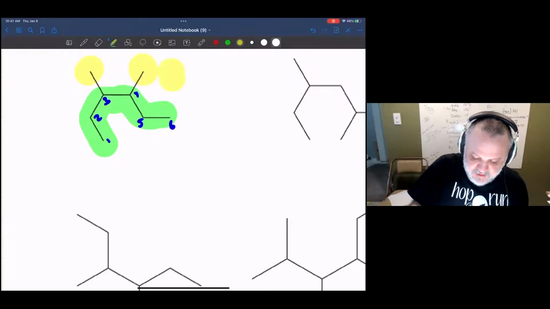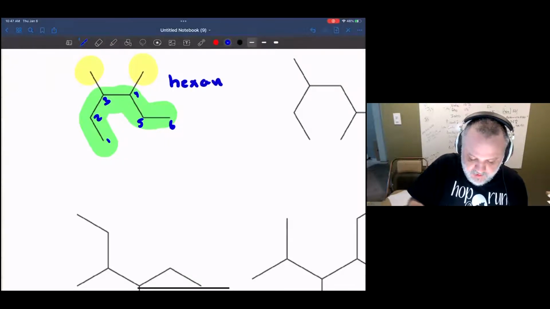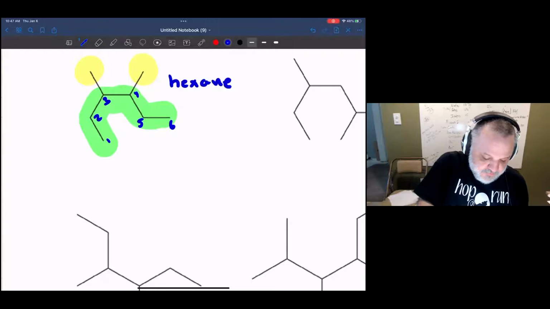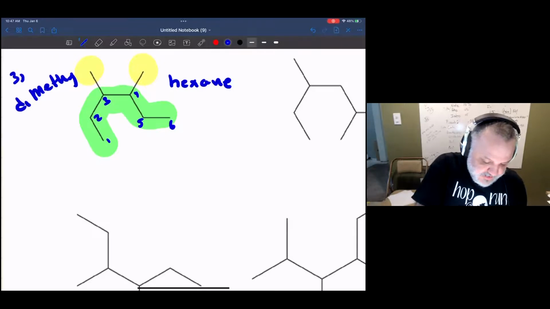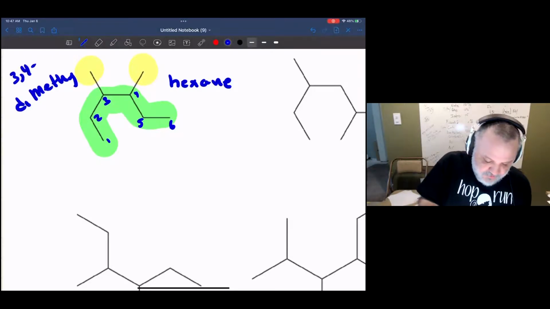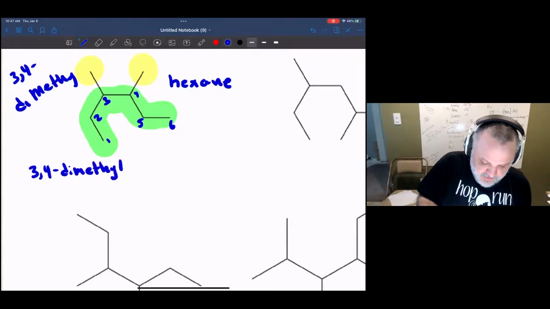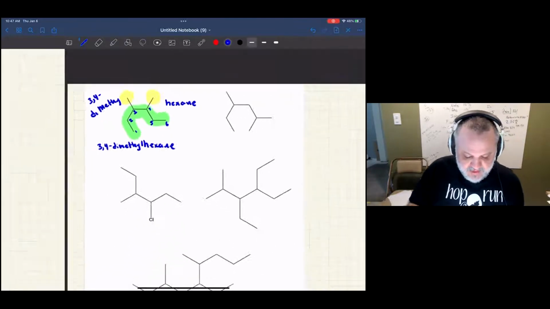Okay, so it's six carbons long. So that means it's a hexane of some type. And we have some methyl groups. We have 2 of them, so that's a dimethyl. And where are they located? They're located at 3 and 4. So putting it all together, it's 3,4-dimethylhexane. Okay, so that's that one.